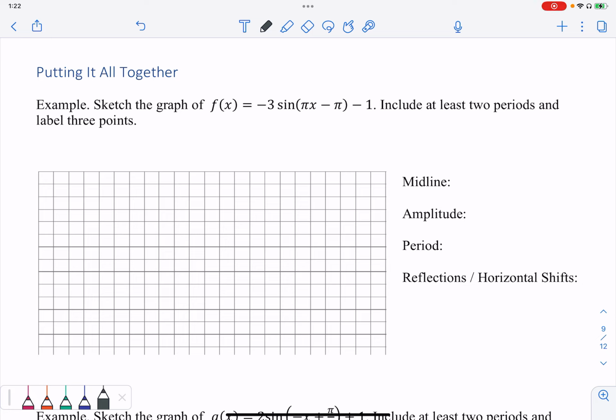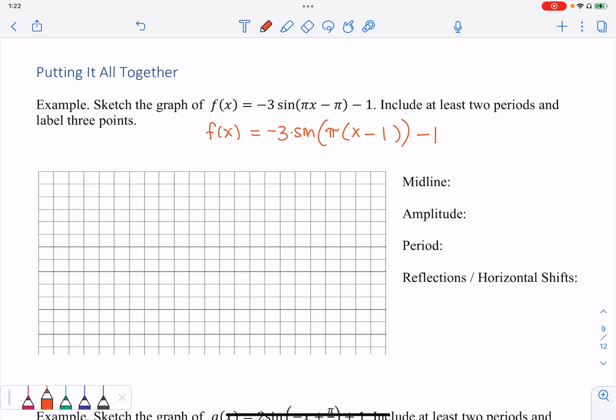The first thing I want to do is put this in factored form, and that means factoring the inside. So f of x equals -3 times the sine of, I'm going to take out that pi and think about what would be left over. Well, pi x divided by pi is x, and pi divided by pi is 1. And then I still have my minus 1 on the outside.